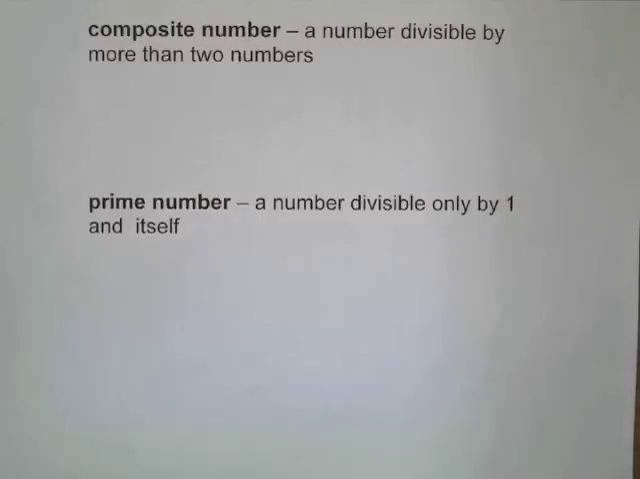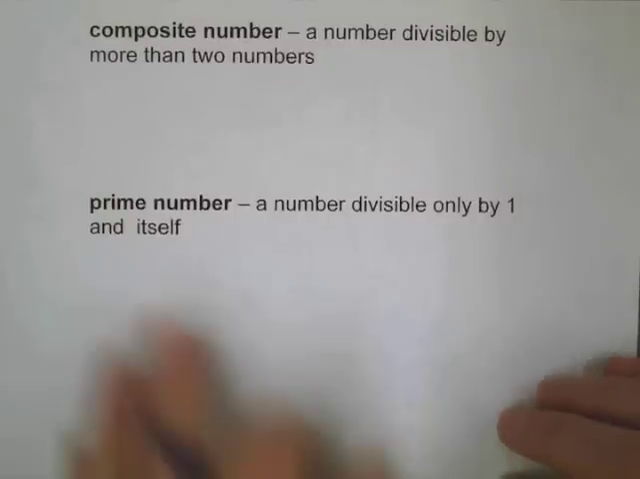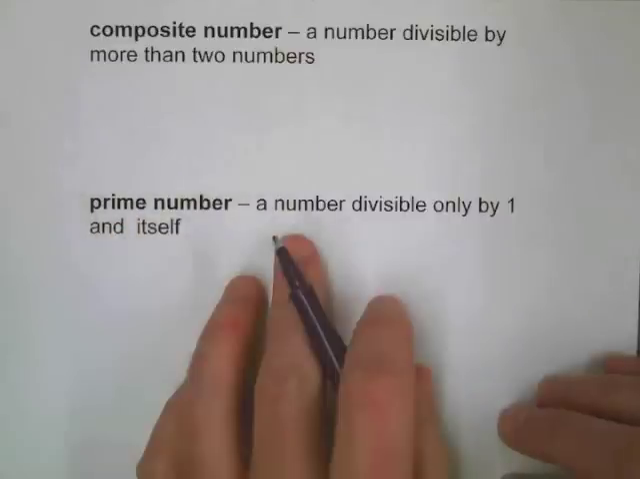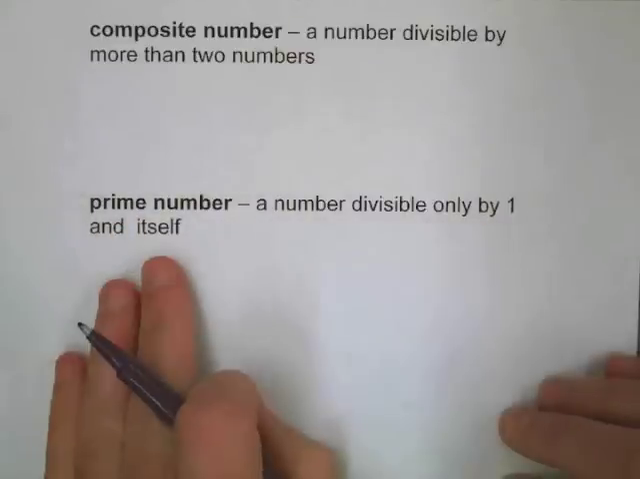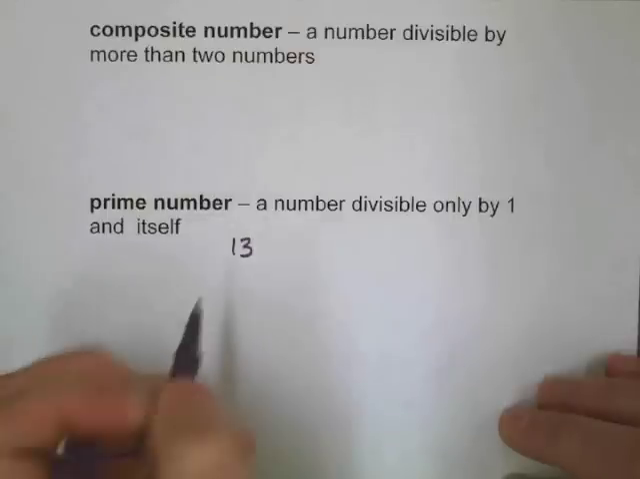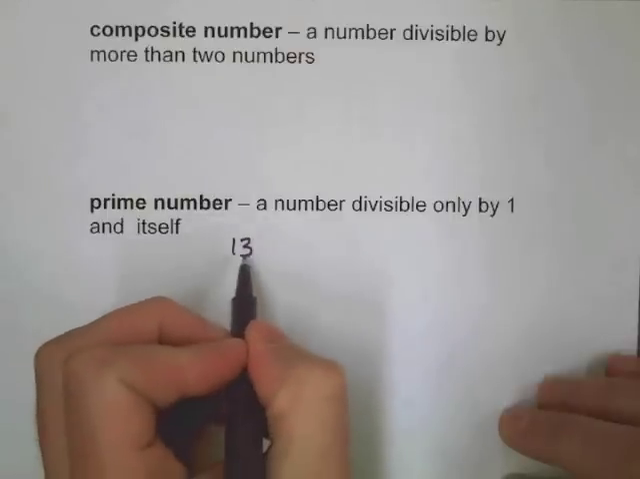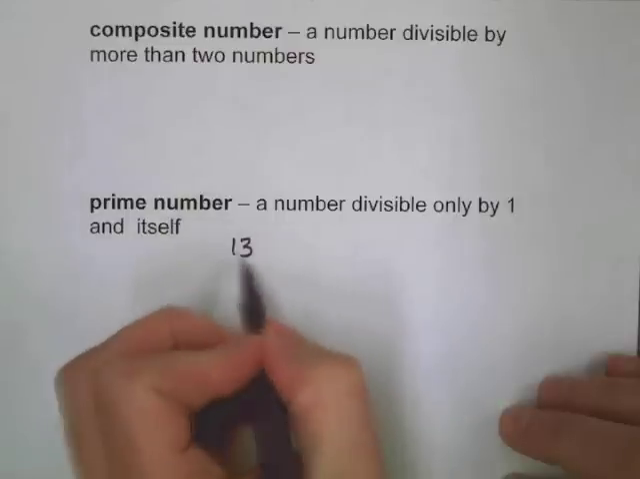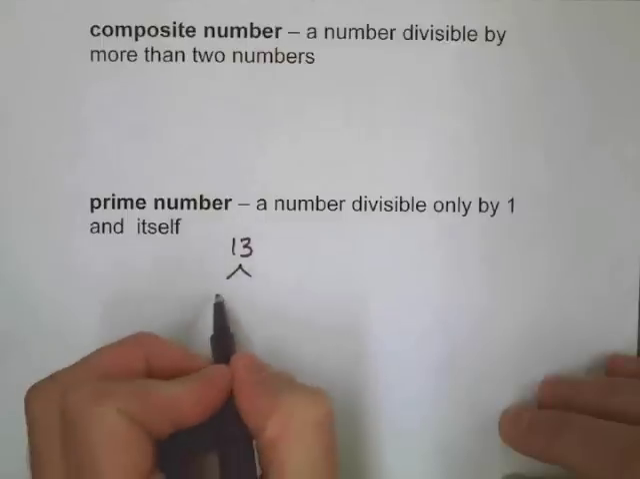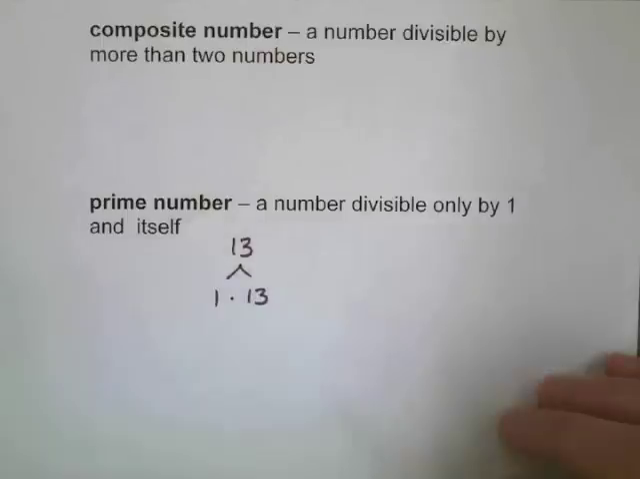Lesson 4-1, Example 2. Our objective is learning to use divisibility rules, and here we want to look at using divisibility rules to determine whether a number is prime or composite. A prime number is a number divisible only by 1 and itself. For example, the number 13. The only numbers that 13 is divisible by are 1 and 13. So we would say the only two numbers that can be multiplied together to get 13 are 1 and 13.